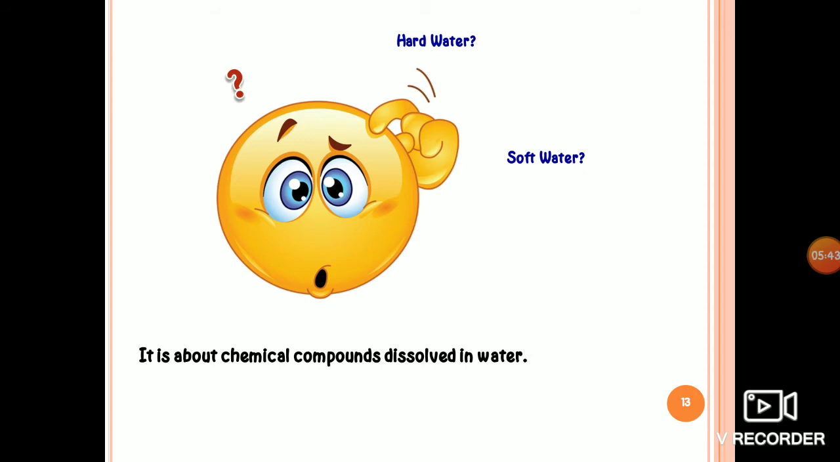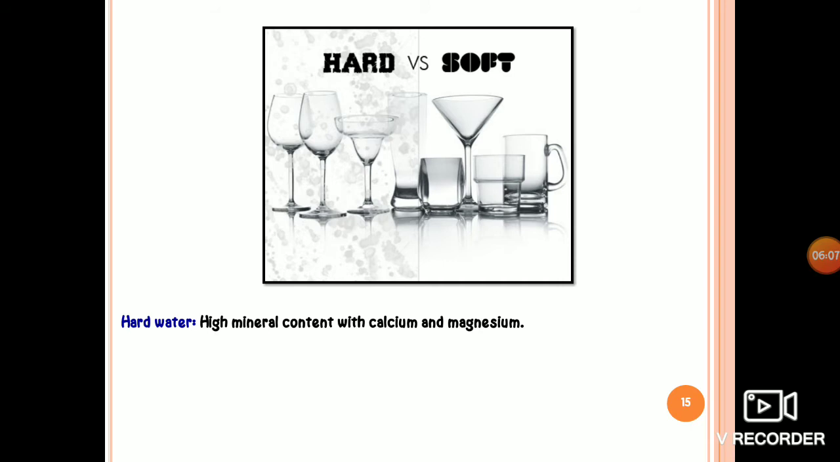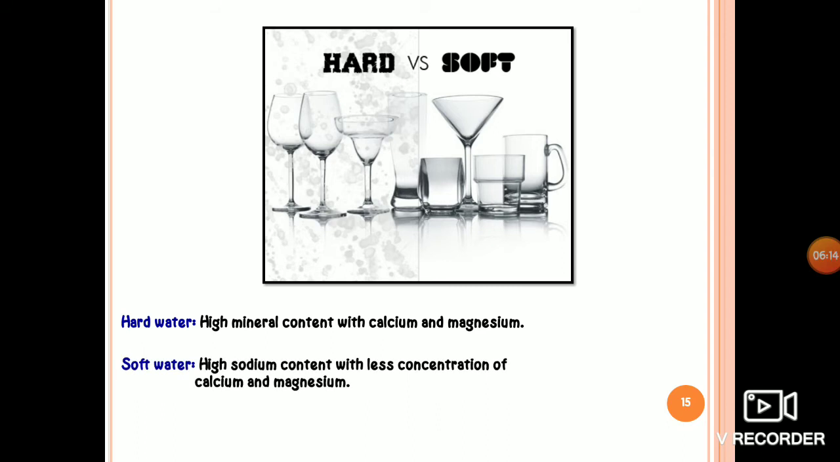Let's see. When rainwater falls, it is naturally very soft. But as it makes its way through drains, roads, grounds, etc., into the waterways, it picks up certain minerals from the waste, such as calcium and magnesium. These minerals change softness into hardness. So, hard water contains high mineral content with calcium and magnesium, while soft water contains high sodium content with a lower concentration of calcium and magnesium.